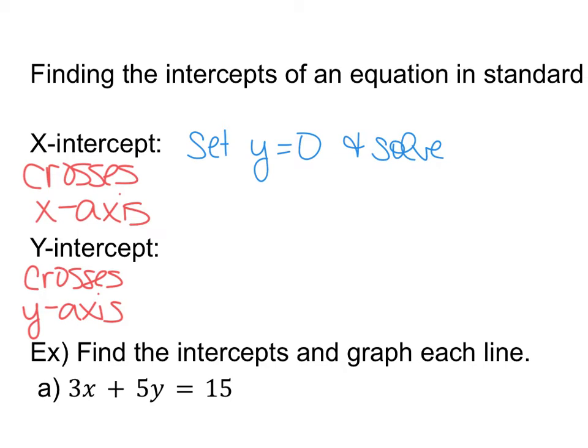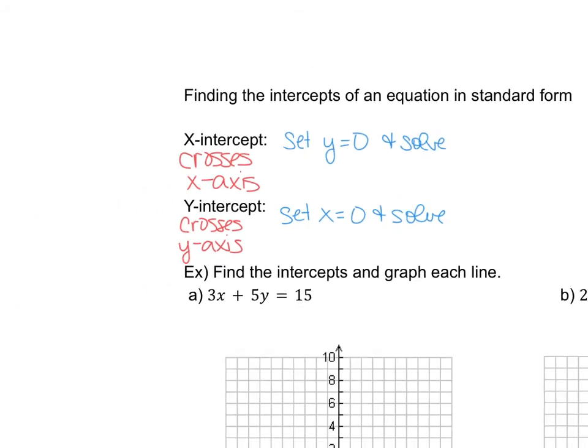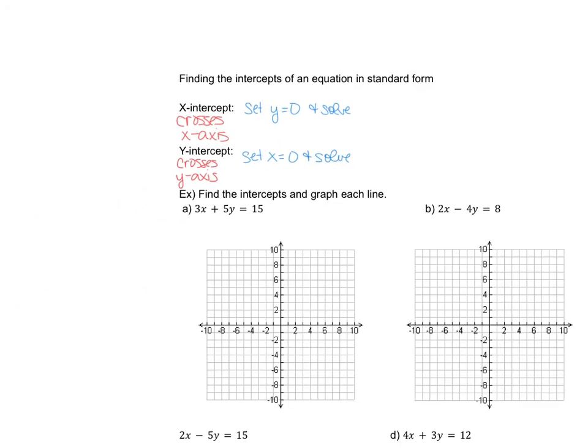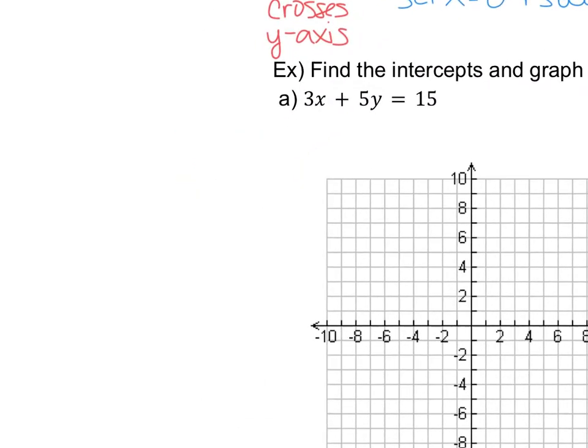Okay, and to find the y-intercept, you do the opposite. You set x equal to 0 and then solve it. Okay, so let's find the intercepts of the graph and graph each line. So what do you want to do first?